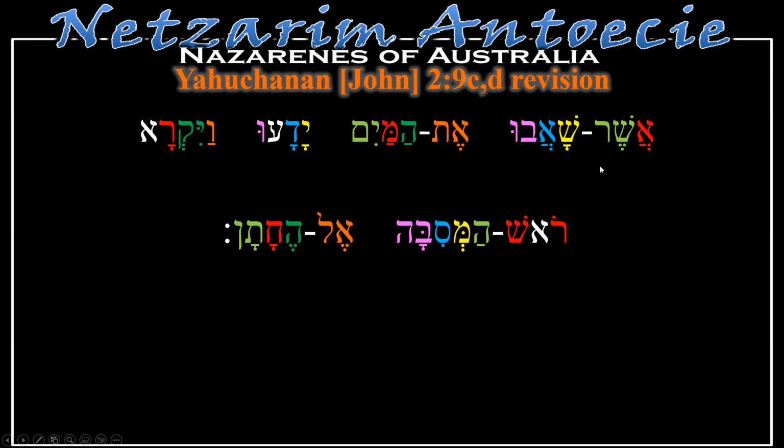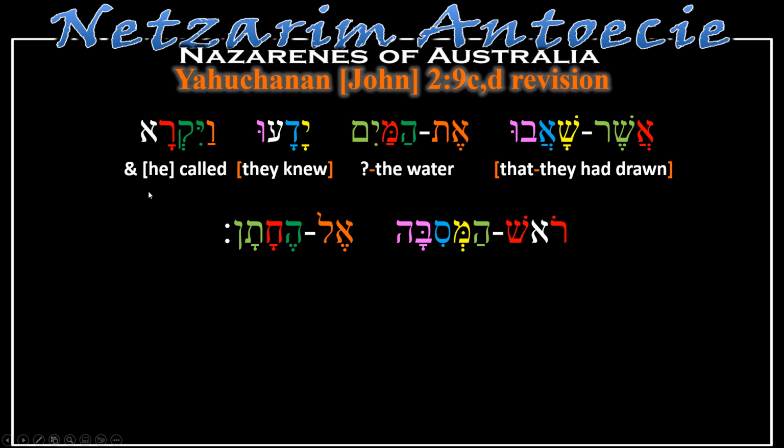And we have asher, sha'avu, which is that they had drawn, et, grammar marker, ha-mayim, the water, yada'u, they knew, vayikra, and he called. That they had drawn the water, they knew, and he called. Rosh, meaning the head, ha-mesiba, of the banquet, that's who's calling, el, ha-chatan, meaning to the groom. The head of the banquet to the groom.